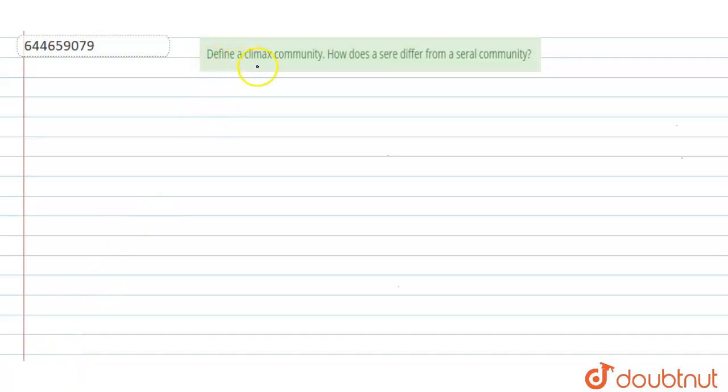So the question here is: define a climax community. How does a sere differ from a seral community? Talking about the climax community first, we know that it is part of the ecological succession. Now, what is this ecological succession?